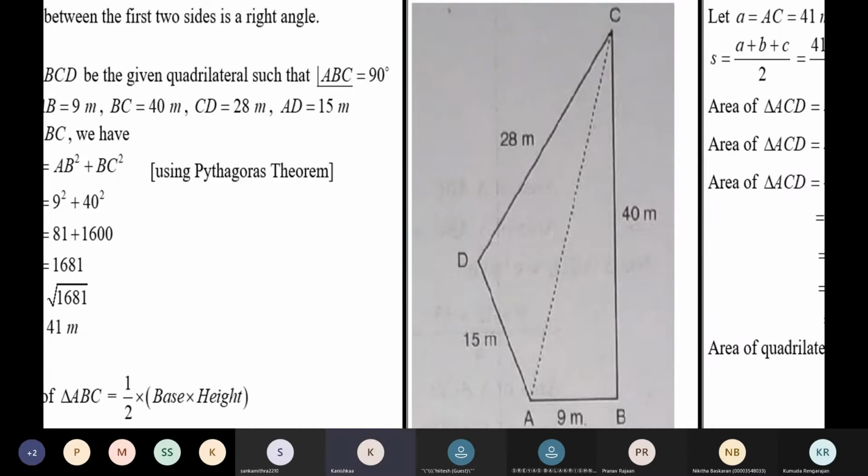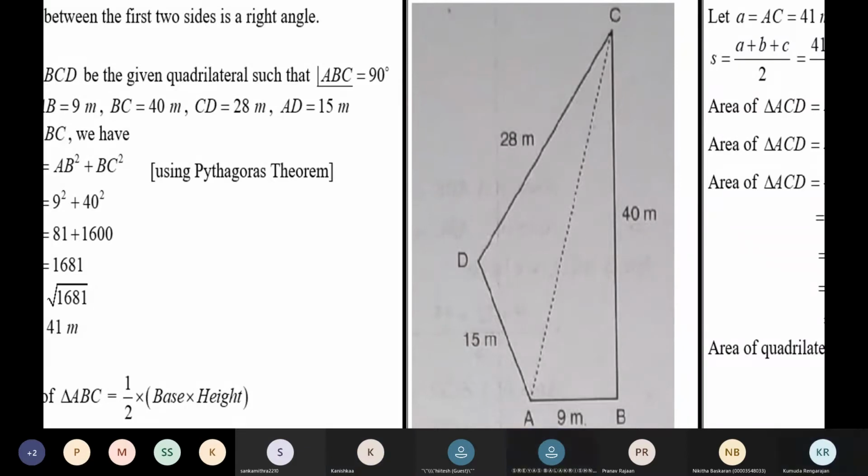Half into base into height, ma'am. ADC, ma'am. No, this triangle. Okay, ma'am. Yeah, how do we find the area? Using Heron's formula, ma'am. Root S into S minus A, S minus B, S minus C.